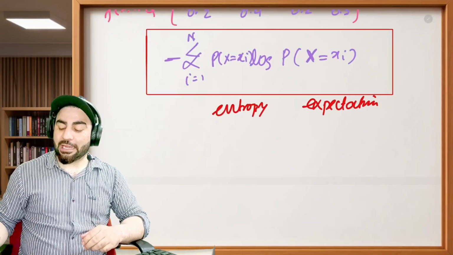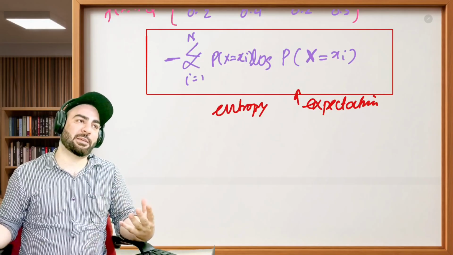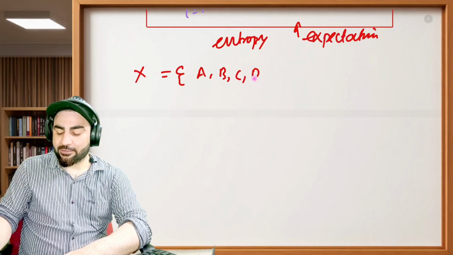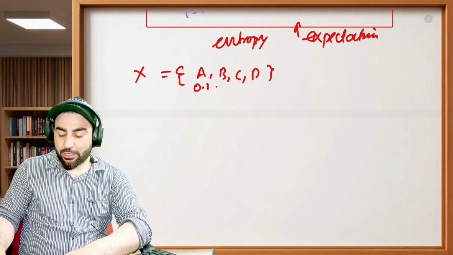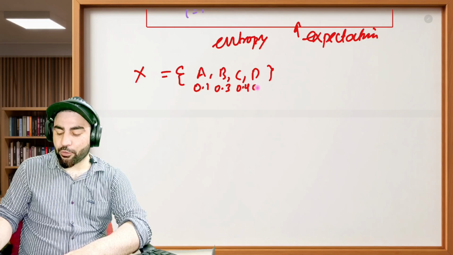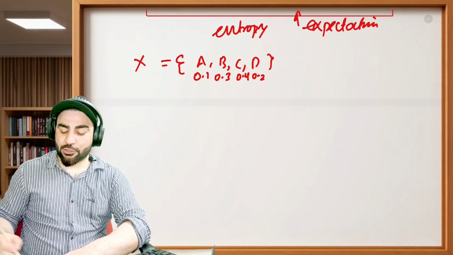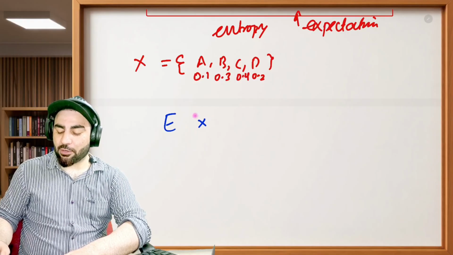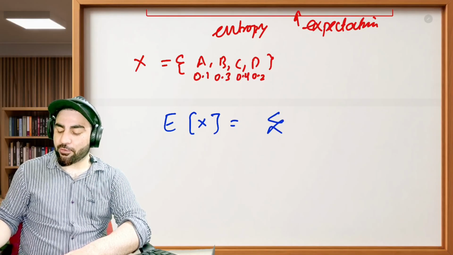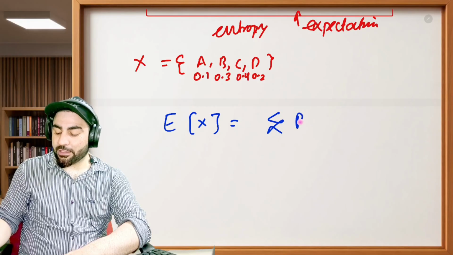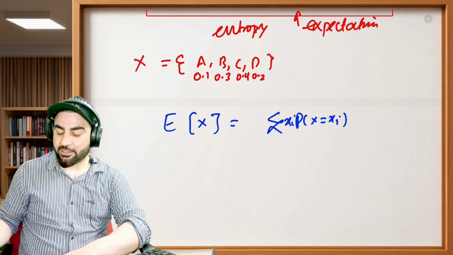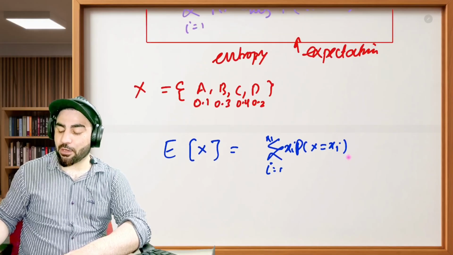So, what is entropy? Entropy is basically defined as expectation. How do you define expectation in terms of a random variable? If you have a random variable x, it takes values, say a, b, c, d, with probabilities 0.1, 0.3, 0.4, 0.2. Now you are asked, what is the expectation of x? Expectation of x is the summation of the probability that x takes value xi multiplied by the value xi, and this goes from 1 to n, where n is the number of values this random variable takes.